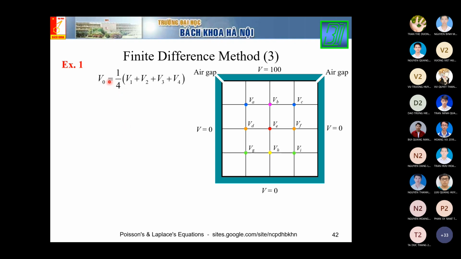Now, if I apply this to node A, I get this: VA will be VD plus VB plus 100 plus 0 over 4. Or in other words, we get this. Please keep in mind that a conductor is an equipotential surface, so every point on this surface will have the same potential, which is 100. Are you all right with this?